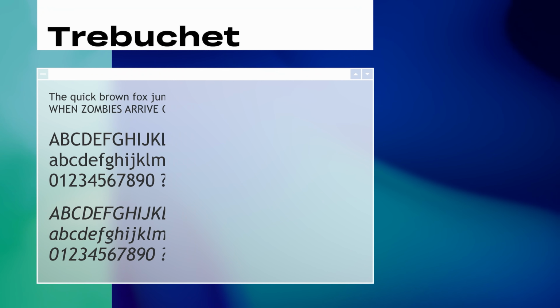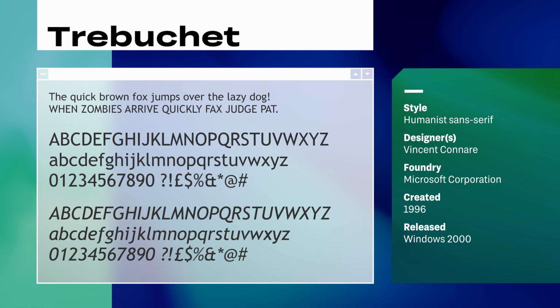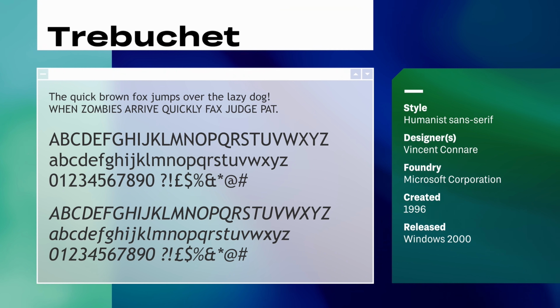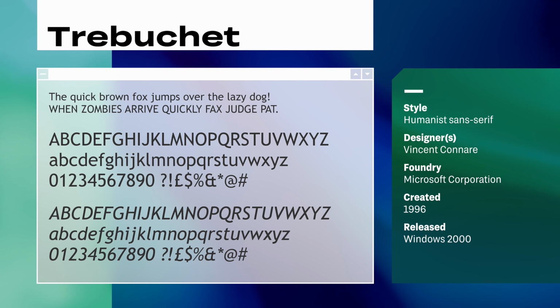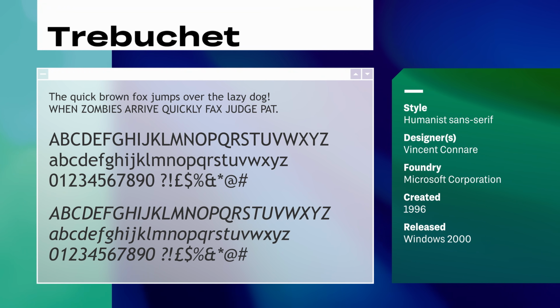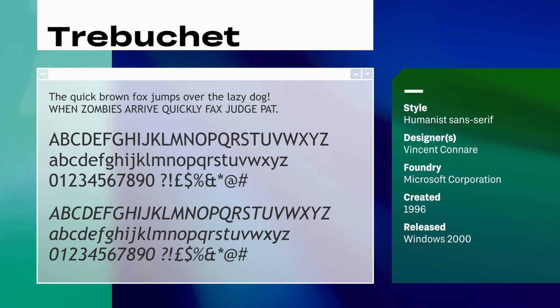This font was designed by Vincent Connare, perhaps most famous for designing another font on this list, Comic Sans. Trebuchet feels the most unique of all these fonts, but unfortunately, also the most dated. It just evokes a particular point in time: the late 90s to early 2000s. It's so distinctive. It's like the PT Cruiser of fonts.